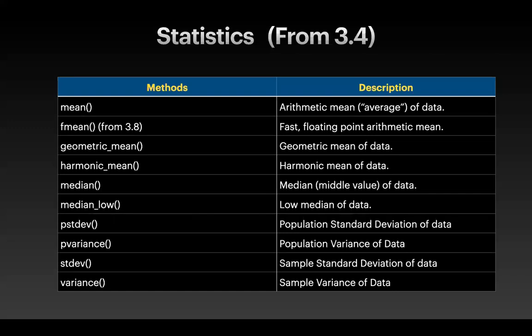So if you want to work on the population data, if you want to find the standard deviation on the population data, there we have the population standard deviation, pstdev. So you can find the standard deviation. If you want to work on the variance type of data, we can go for the variance method. So these are the methods which represent the statistic computations, whatever you want to build up.